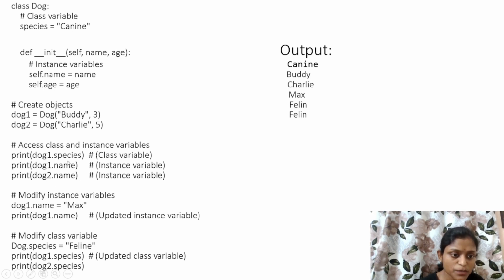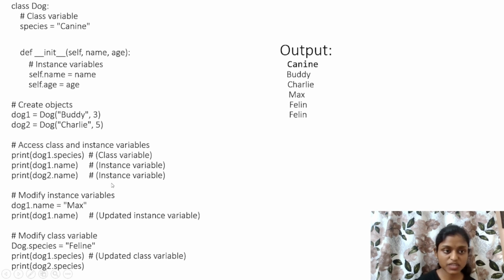And here, if you see, I accessed the species attribute, which is called a class variable because it is outside of the method. And I also accessed the name of dog2, object 2. This is an instance variable because it is initialized inside the method.